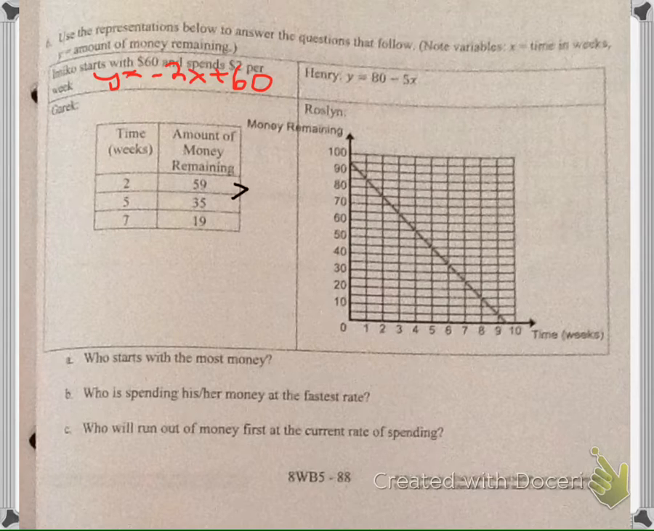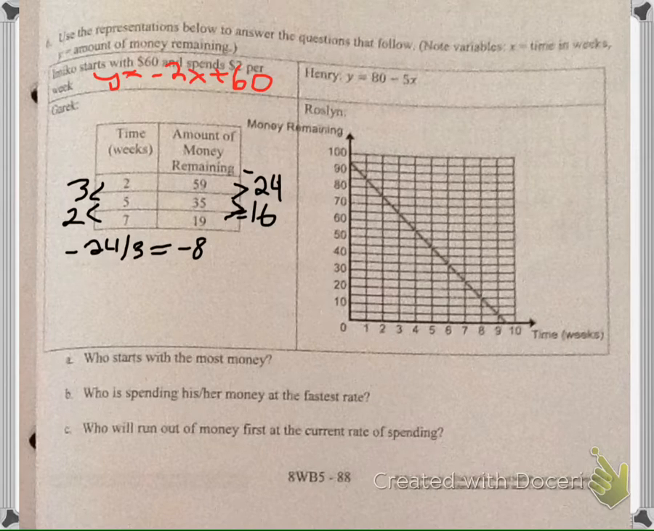carrots here. From 59 to 35 is 24. From 35 to 19 is 16, and we're subtracting each time, so they're going down. These are negative. And 2 to 5 is 3, 5 to 7 is 2, so I have to do some division here. Negative 24 divided by 3 is negative 8.